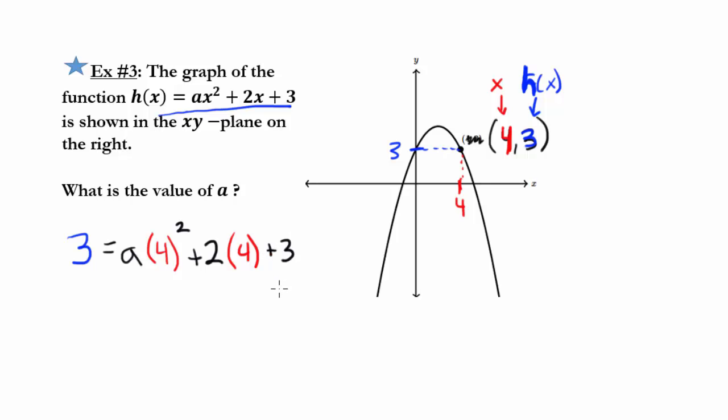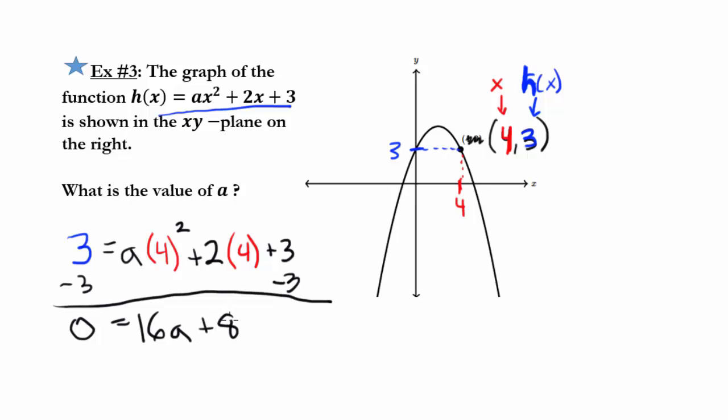And now we can solve this. Well, that's nice. Look, the 3's already canceled. 2 times 4 is 8. I can subtract 3 from both sides and simplify some stuff. I end up getting 0 equals 4 squared, which is 16, times a, plus 8. And I can solve that. Subtract 8, divide by 16. I get a equals negative 1/2.